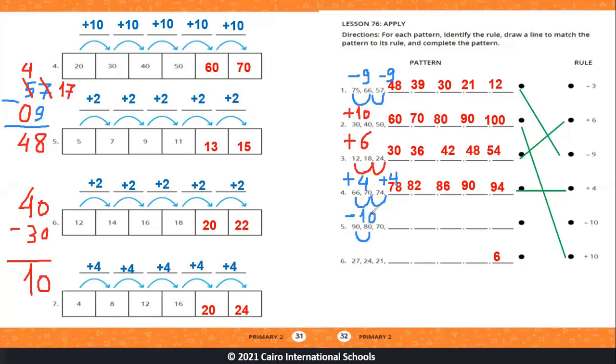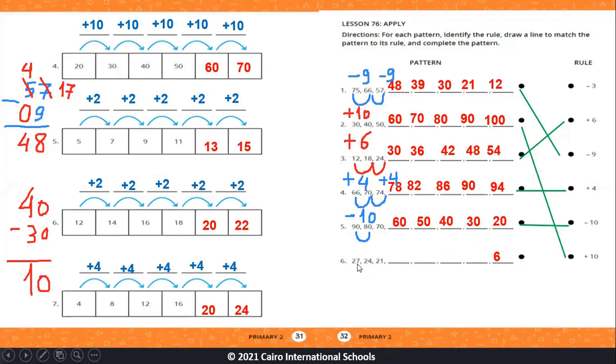Okay? So this is the pattern rule. Now match it to the pattern rule. Minus 10. You can do it mentally. 90 becomes 80, 80 becomes 70. What comes after 70? 60, then 50, 40, 30, and 20. Okay? The last one, 27 becomes 24, becomes 21.